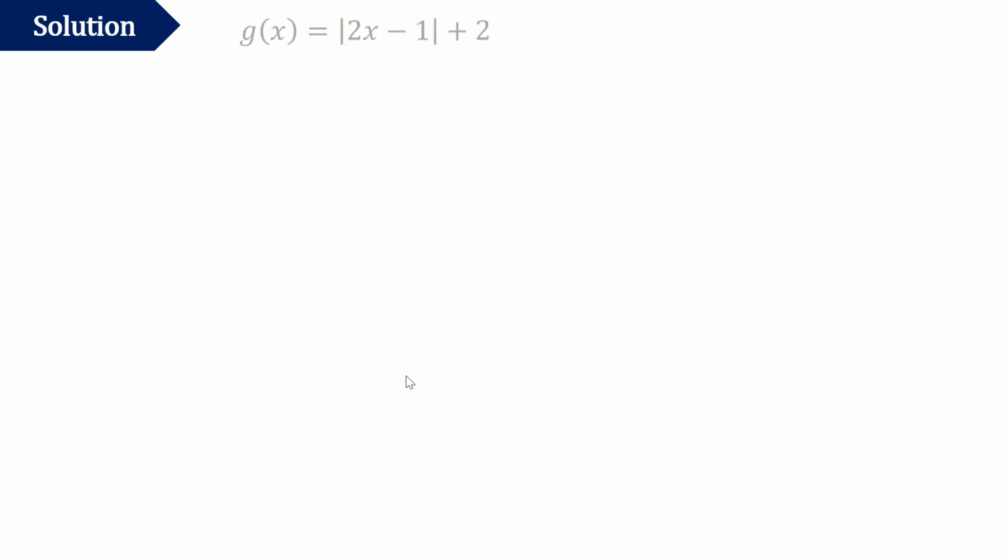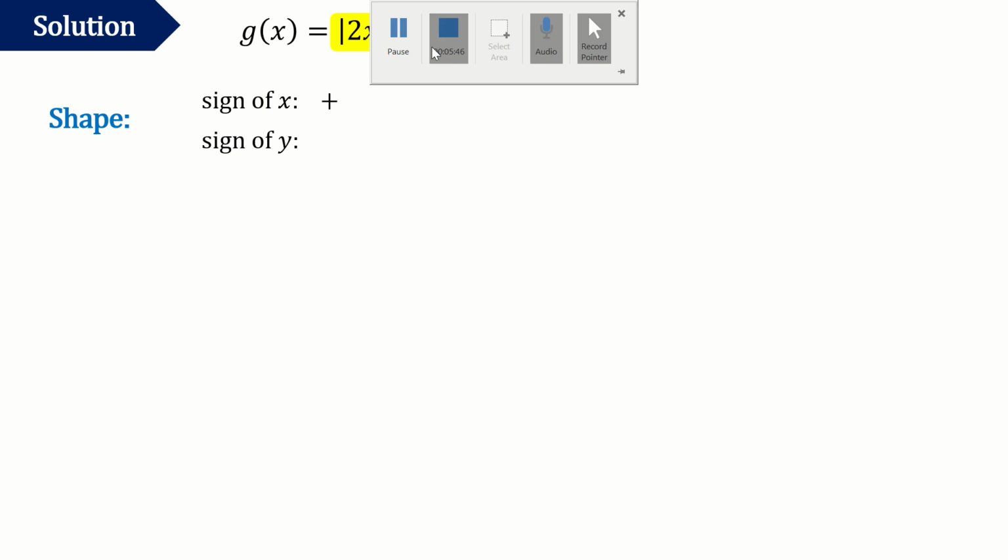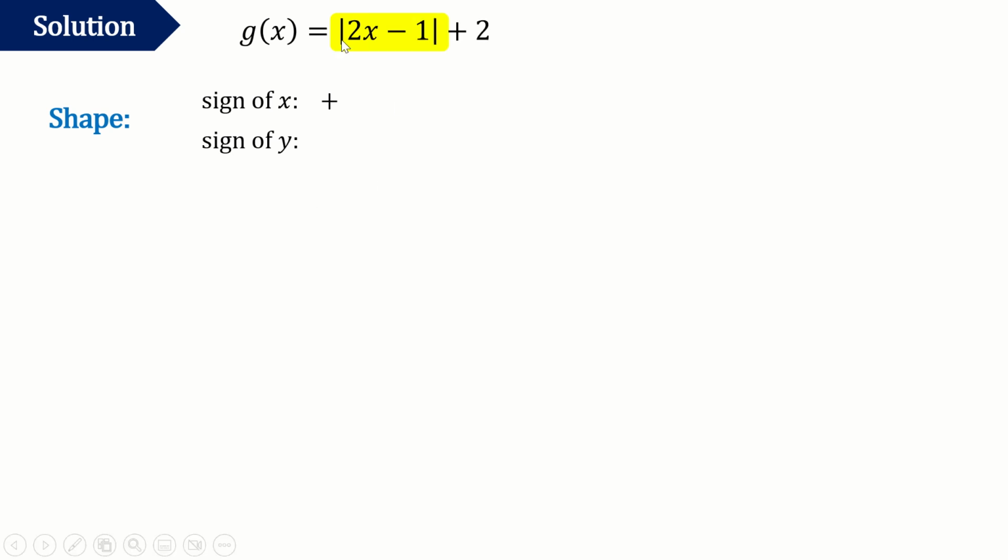Okay, now for the second function, we have g equals to the absolute value of 2x minus 1, plus 2. So this is a graph for absolute value. First we can determine the shape. So the shape is determined by the sign of x and sign of y. The sign of x we see in front of x, which is positive. And for the sign of y, we look at the modulus. So the modulus is also positive. So positive, positive will be in the first quadrant. So the shape is a V shape like this.